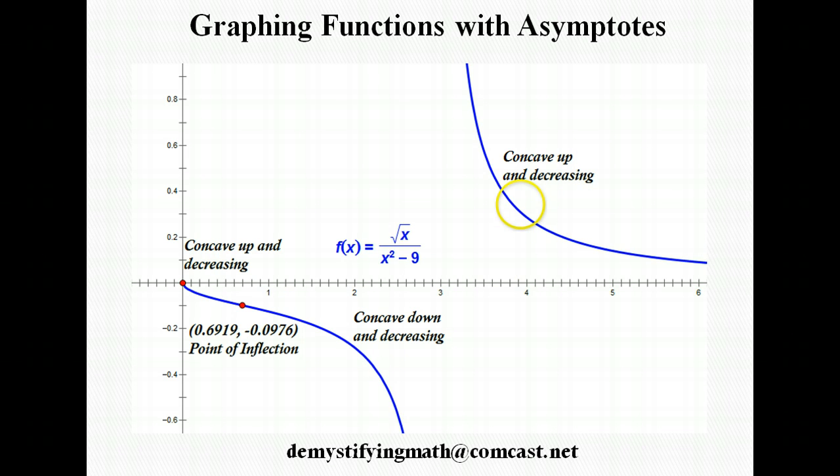Okay, so here's your graph. We have this endpoint at 0, 0. We have a point of inflection here, and you can kind of see on this graph, I stretched out my vertical axis so you can see it clearly, but there is a concavity here, and it's concave up, and here it's concave down. So this is your point of inflection here. At 3, you would have a vertical asymptote, and then beyond 3, you would have concave up and decreasing.